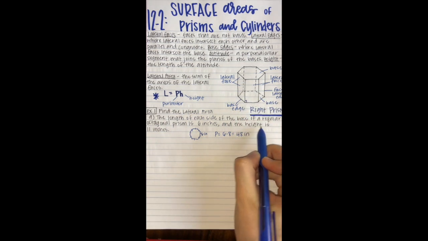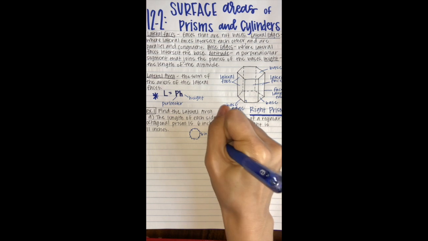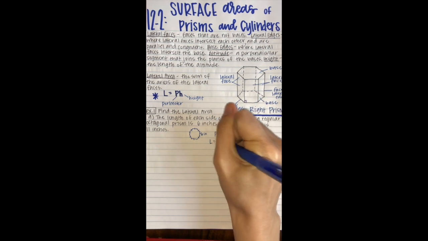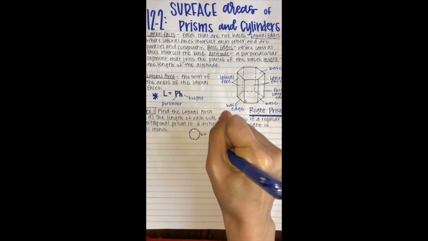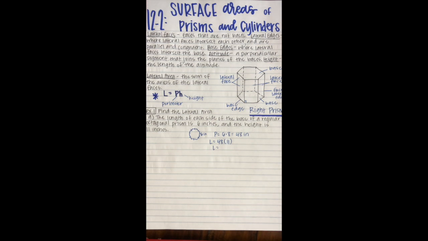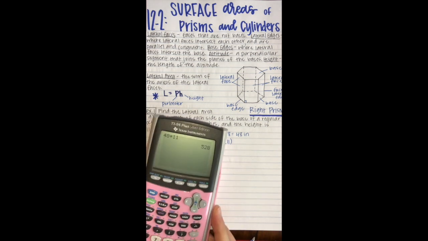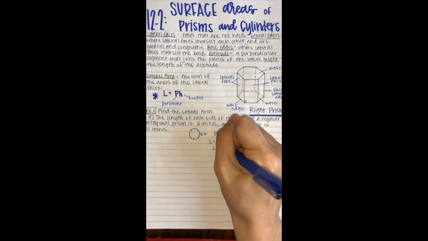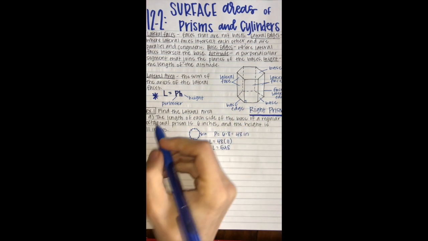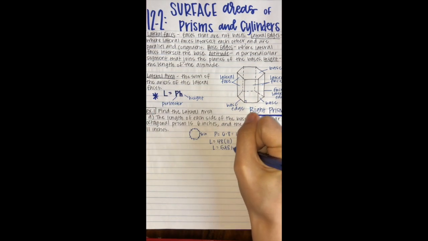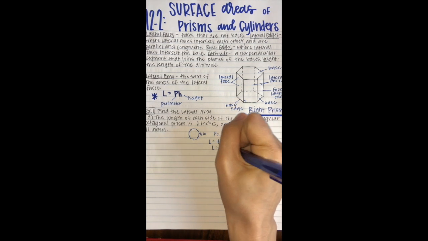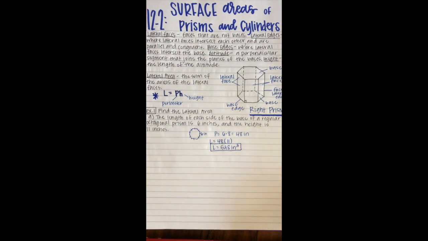And then we're told that the height is 11 inches. So the lateral area equals 48 times 11. And 48 times 11 is 528. Since this is still an area, lateral area, our units will be squared. So our answer is 528 inches squared. And that's how you find the lateral area, perimeter times the height.